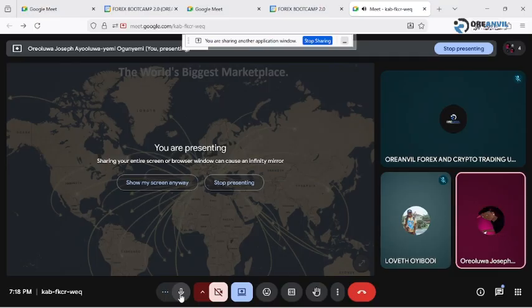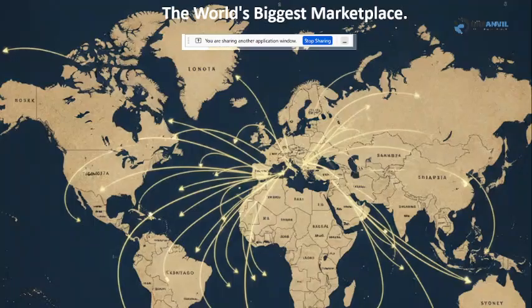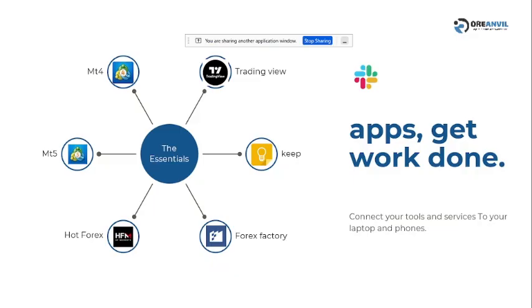So the first thing you need before you start Forex trading is a phone or a laptop. And your phone has to be connected to the internet whenever you want to connect to the foreign market. So we are going to download these apps.